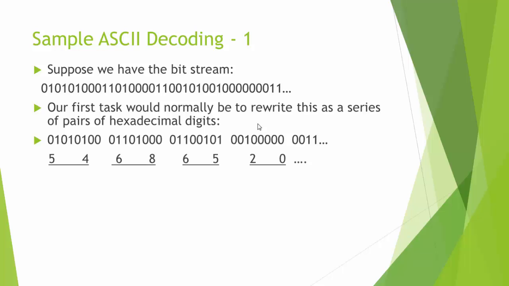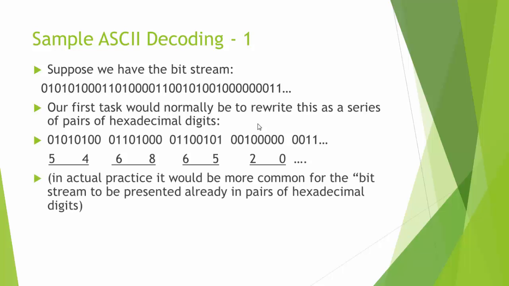So the first 4 bits give us a 5. The next 4 bits give us a 4, a 6, then an 8. Remember, this is all in hex, right? So it's very easy to convert. A 6 and a 5, a 2 and a 0, and then we don't have enough of the bits remaining to get to the next character. So we only have 4 characters here.